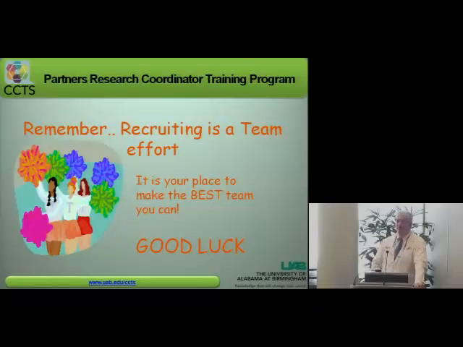Okay, remember, it's a team effort. You have your PI, you have your coordinators, you have your data people. Everyone should work together, and that will bring the best success to your clinical trial. You'll recruit well, and you'll retain well. It's not enough to be the highest recruiter in a study. You want to be the highest recruiter that retained the most patients.